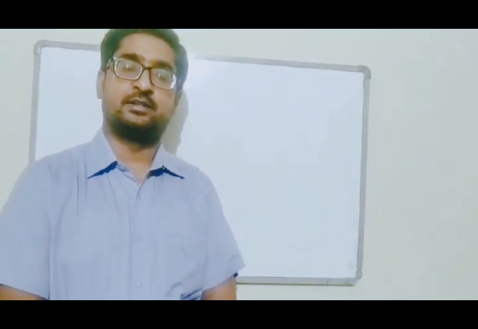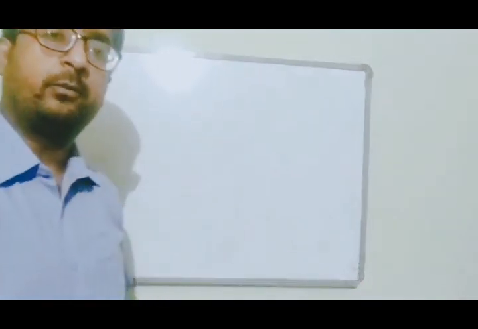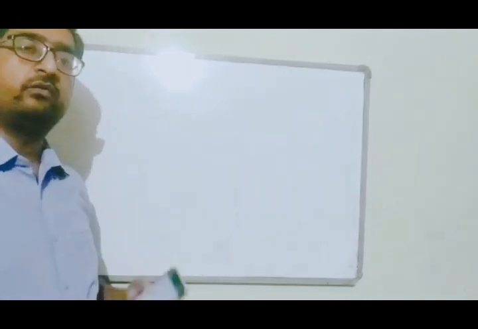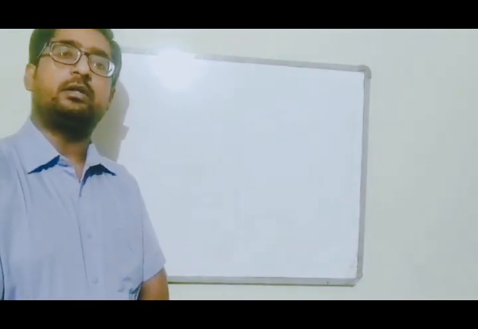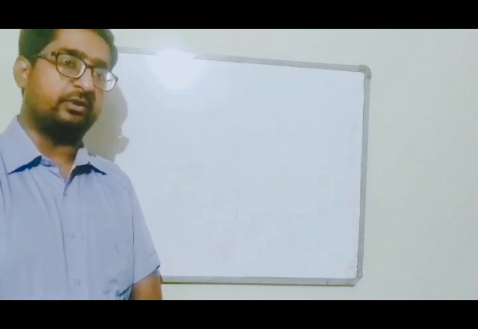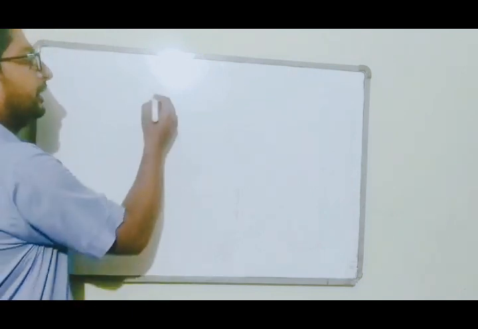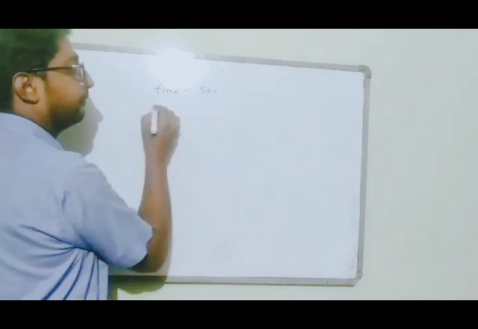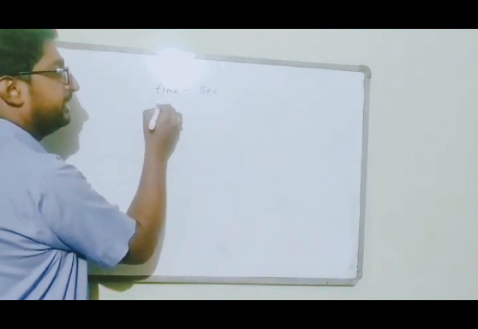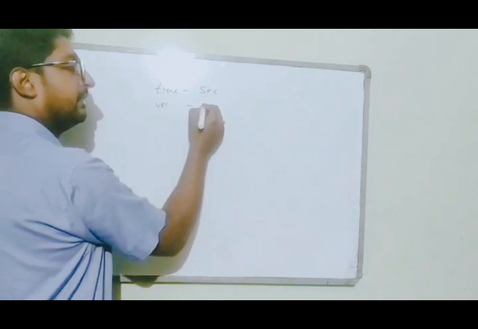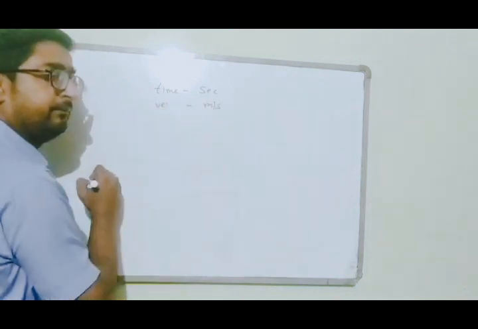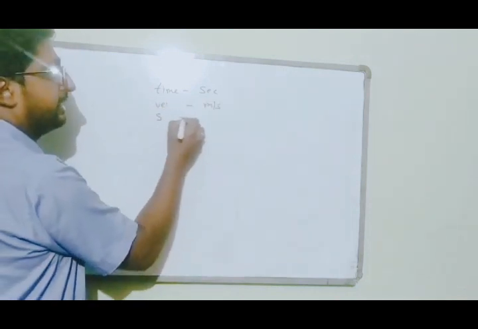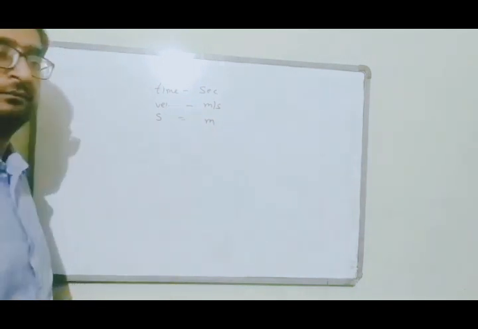Let's start the numericals. Before starting the numericals, we'll discuss some important points. First of all, we have to convert all the quantities into their SI units. For example, the SI unit of time is second, the SI unit of velocity or speed is meter per second, and the SI unit of distance is meter.